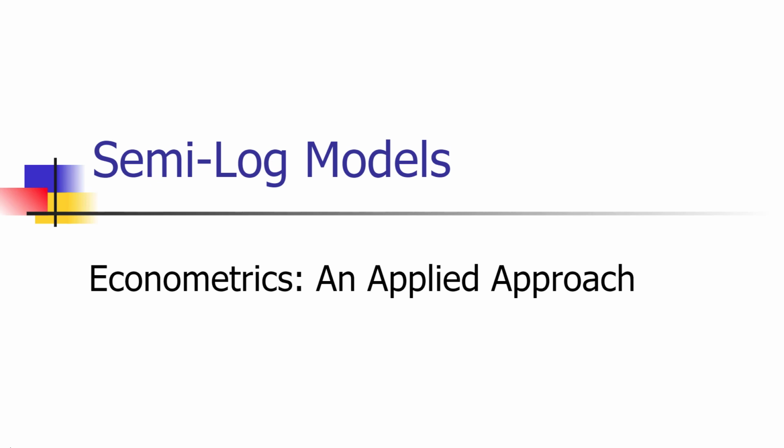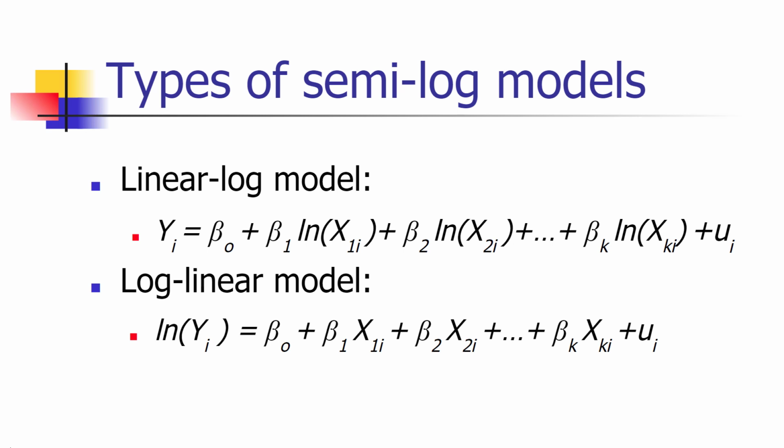In the last video, we talked about what happens when we have the log of both the dependent and the independent variables in an equation. Now we're going to consider what we call semi-log models, where the log appears on only the left-hand side or the right-hand side of the equation. There are two types of semi-log models, which we'll call either linear log models or log linear models, depending on which side of the equation the log term occurs.